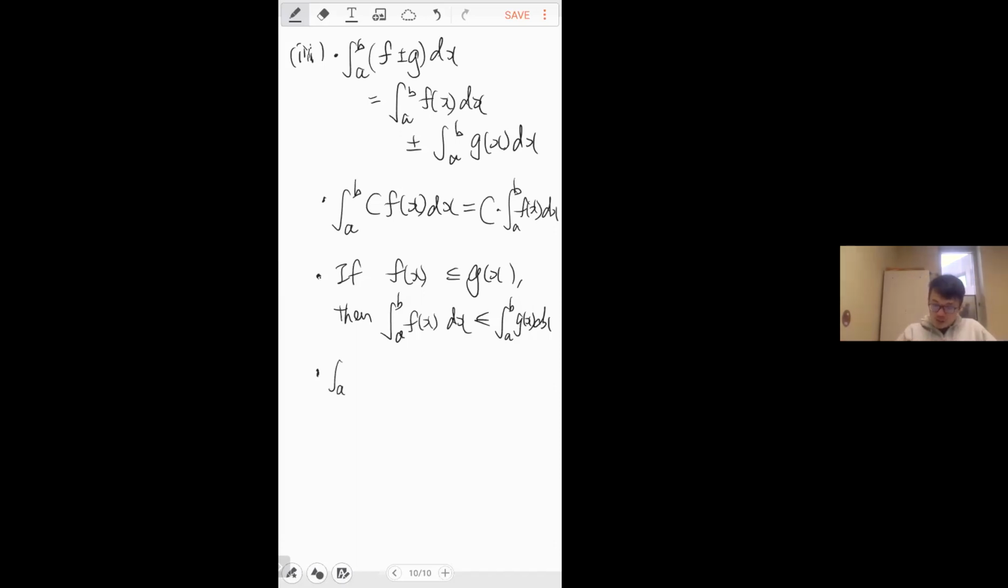And then the last one, if I want to calculate the integral from a to c, I can do from a to b first, and then b to c. So for example, if I want to calculate the area from 0 to 5, I can first do 0 to 3, and then 3 to 5. That's what it's saying. Questions?